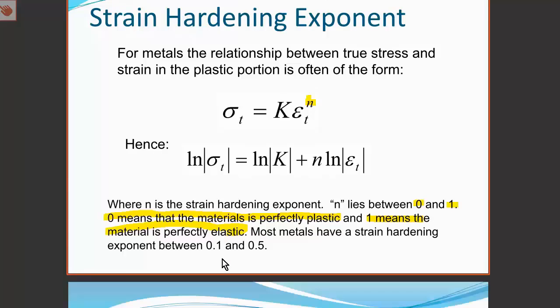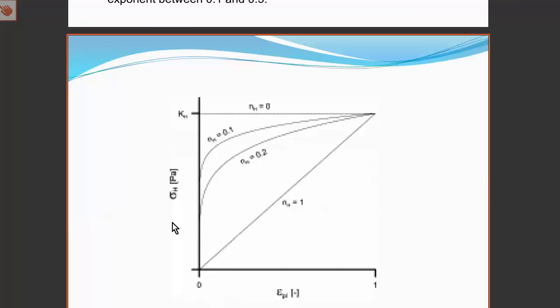If we look at the graphs of stress versus strain, sorry about the quality of the image, for a strain hardening exponent of 0, we see the stress versus strain graph is flat, meaning that the material just continues to yield. At n equals 1, it's linear. The strain is a linear function of the applied stress. In between, we get these curves.